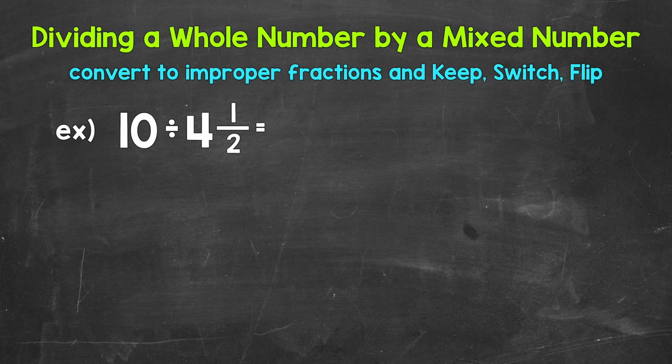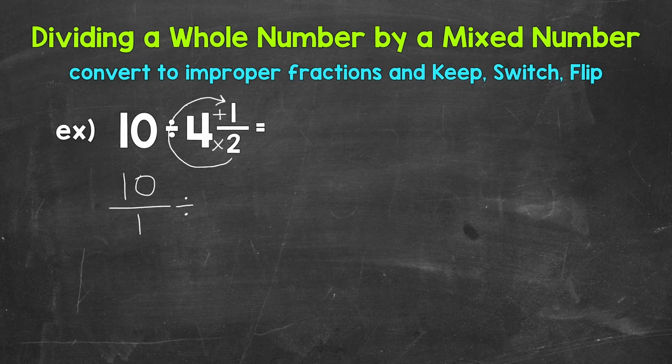Keep, switch, flip. So let's start by rewriting 10 in fractional form as an improper fraction. And we do that by putting it over 1. Remember, we can rewrite any whole number in fractional form by putting it over 1. Divided by, and then as far as 4 and 1/2, we need to convert that to an improper fraction by working our way up from the bottom. So start at the bottom and work our way up. We multiply and then add.